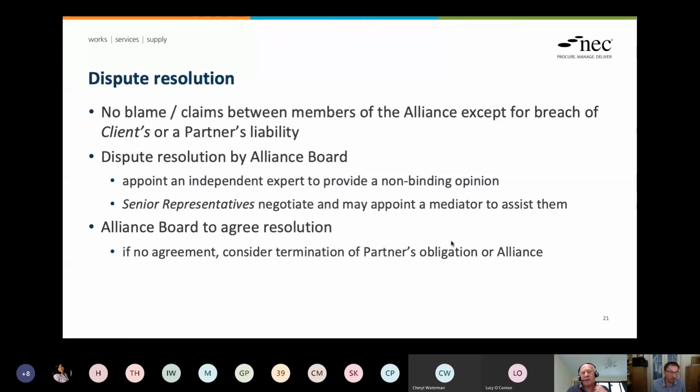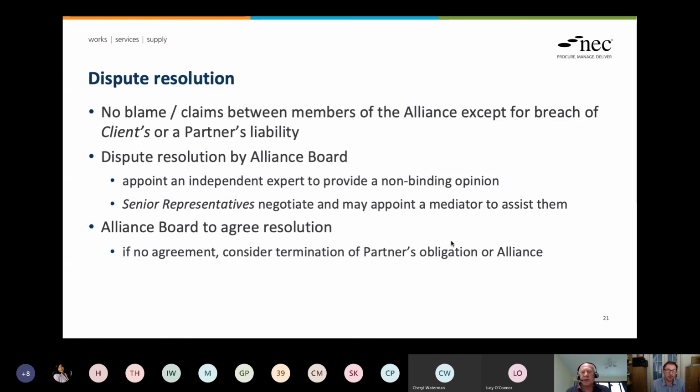It's a mediator. Okay, so to use a mediator, I didn't realise that, but senior representatives negotiate and may appoint a mediator to assist them. I've missed that bit. I think that's another step in the process, isn't it? If the board can't sort it out, it passes to senior reps. Yeah, you've got those two alternatives there. I think they're alternatives in that you can either bring in an independent expert, or bring in the senior representatives and a mediator if necessary.